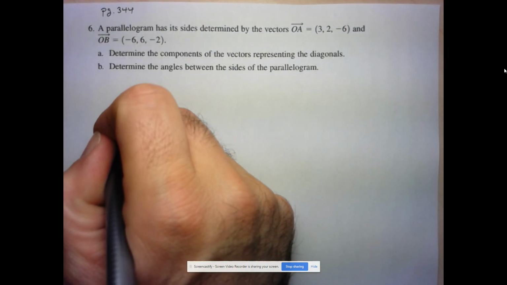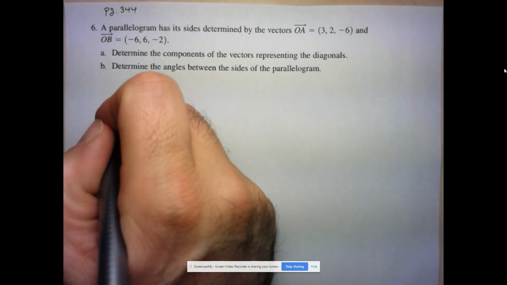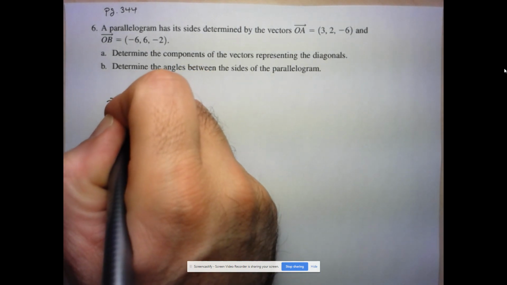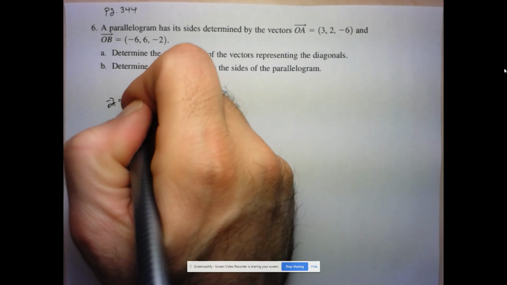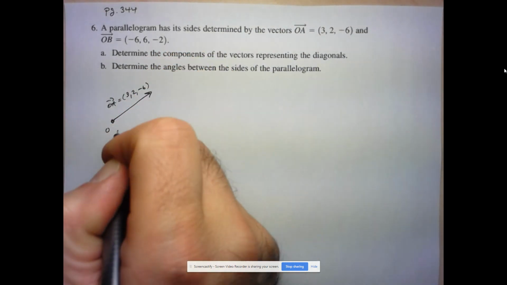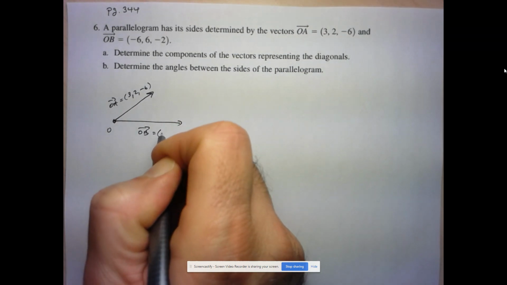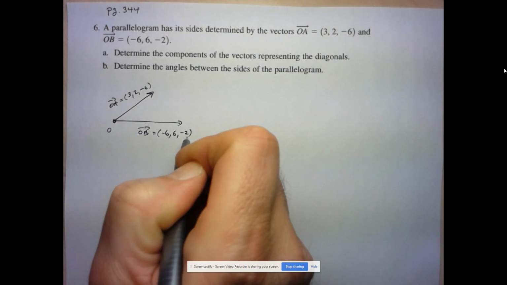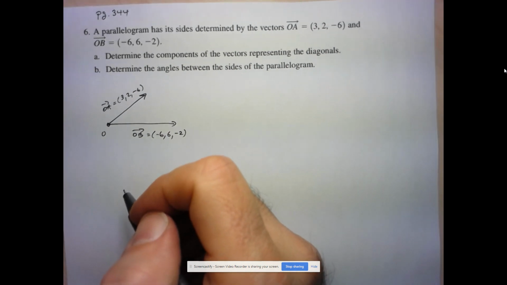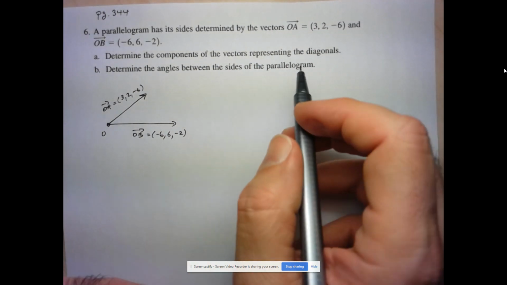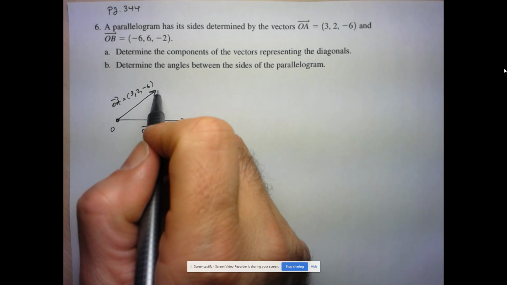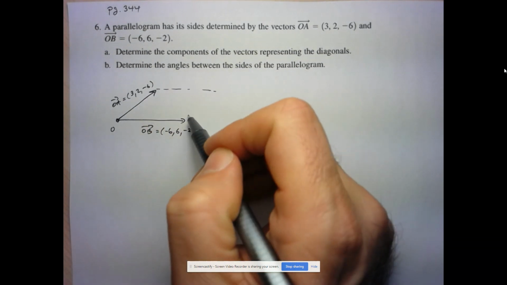So there's my origin, and let's say this is vector OA. So that's 3, 2, negative 6. And then here I've got vector OB, which is negative 6, 6, negative 2. Okay. And so they want us to find the vectors representing the diagonals. So let's draw out our parallelogram here.